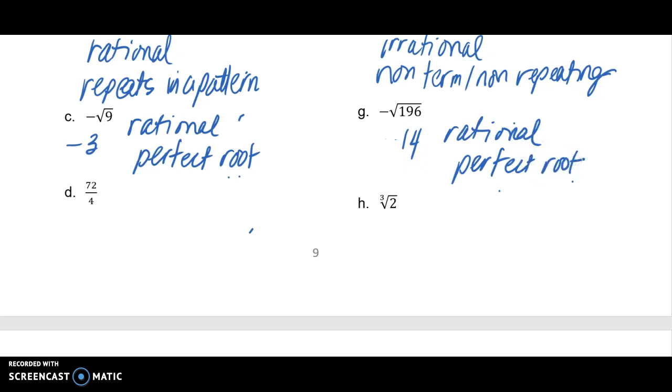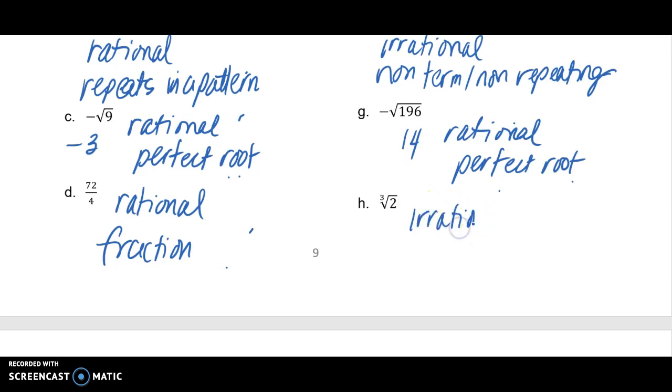Okay, letter D, 72/4 is an improper fraction. It is already written in ratio form. Therefore, it is rational because it's already a fraction. Letter H, the cube root of 2. And again, if you've been studying your cube roots, you know that 2 is not a perfect cube. So this is irrational. I'm just going to say it's not a perfect cube.